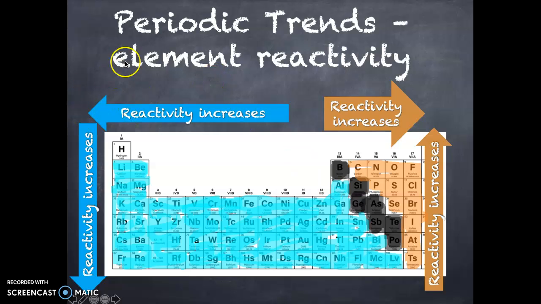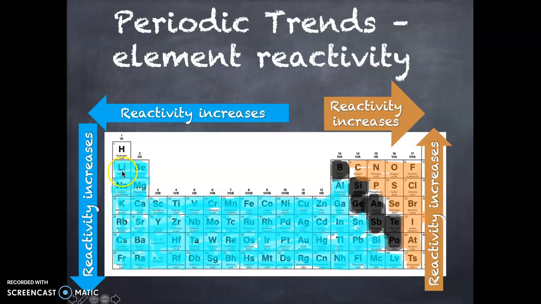And finally, we have element reactivity. Now this one is a little bit more tricky. I've gone ahead and highlighted the metals in blue here, the non-metals in orange, and the reason for that is that metals and nonmetals react differently. So as you move to the left and as you move down, that's where you have your highest reactivity. So francium is the most reactive element that we have on the periodic table.